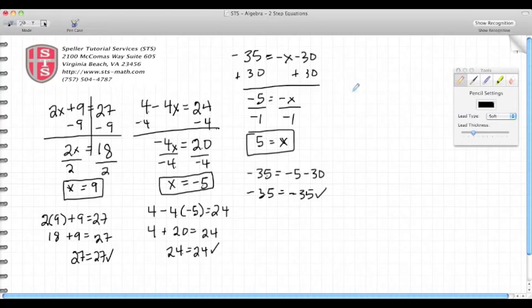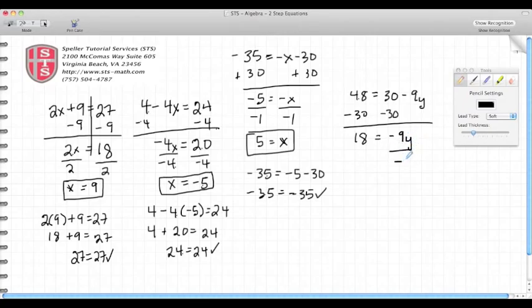And our last example, 48 is equal to 30 minus 9y. Here I need to get this negative 9y by itself, so I have to subtract 30 from both sides. 48 minus 30 leaves me with 18. These positive 30 and negative 30 evaluate down to 0, and I'm left with a negative 9y.